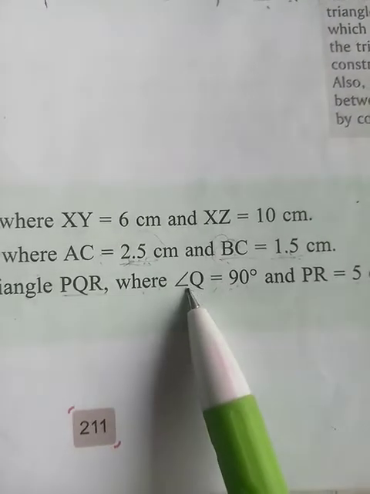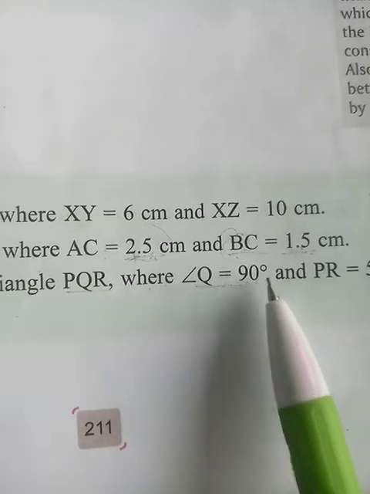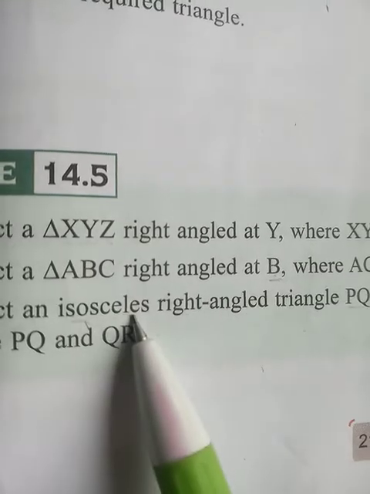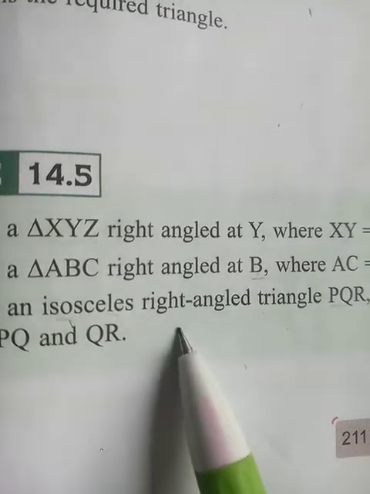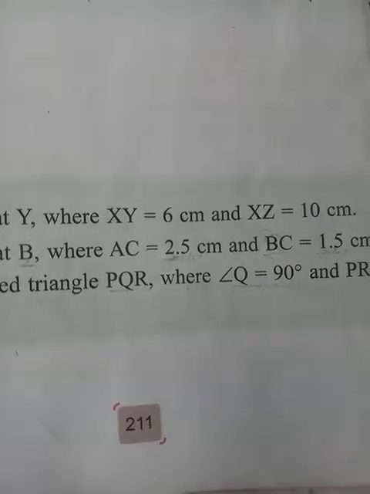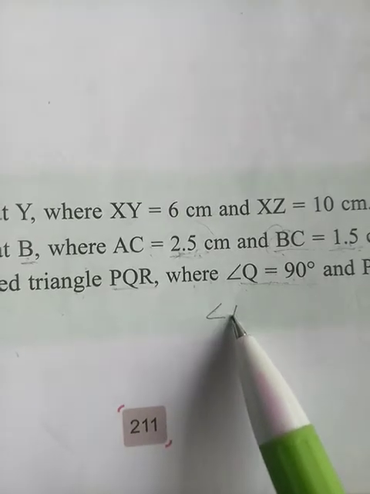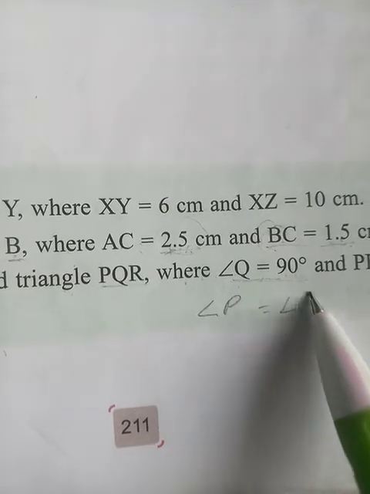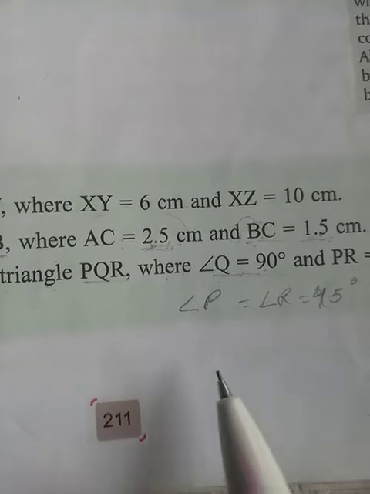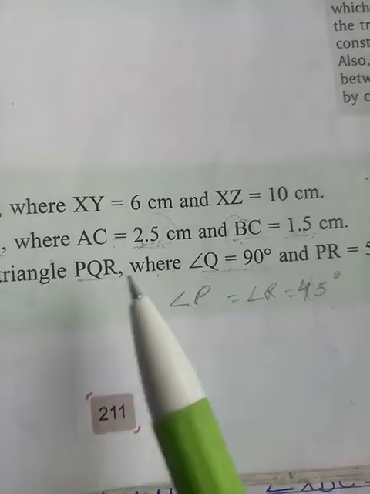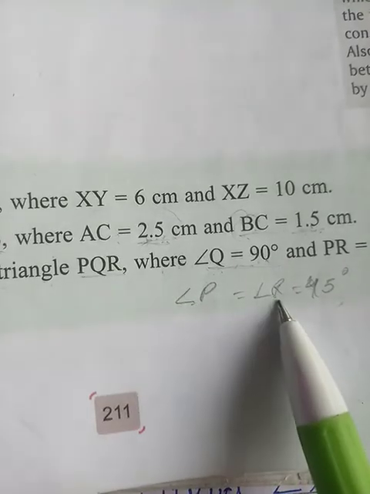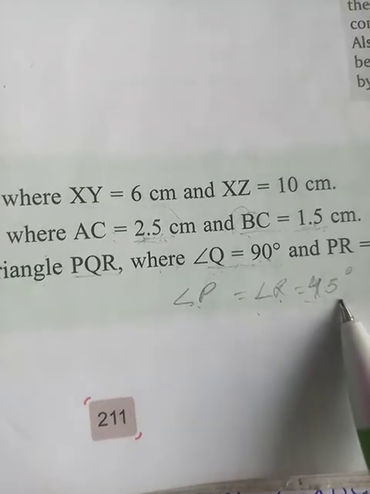So, beta, one angle Q is given as 90 degree and it is an isosceles triangle. Isosceles triangle means that if two sides are equal, then two angles should also be equal. So if one angle is 90 degree, the other two angles, which should be equal, means angle P and angle R, should each be 45 degree. Hanji, is it okay? If one angle of an isosceles right angle triangle is 90 degree, the other two equal angles will be 45 degree.